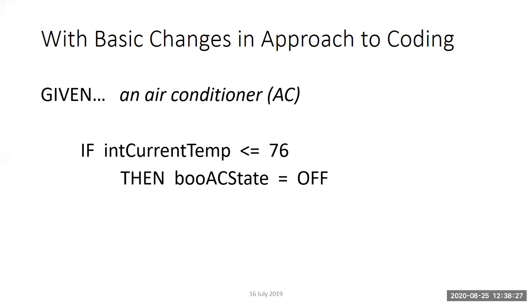The Boolean, I say Boolean because I want to indicate the kind of data type. Boolean is a data type, true or false, on or off. I have a Boolean data type. I want to store on or off, 1 or 0, true or false in that variable. And the AC state is equal to off. Else, the Boolean AC state is equal to on.